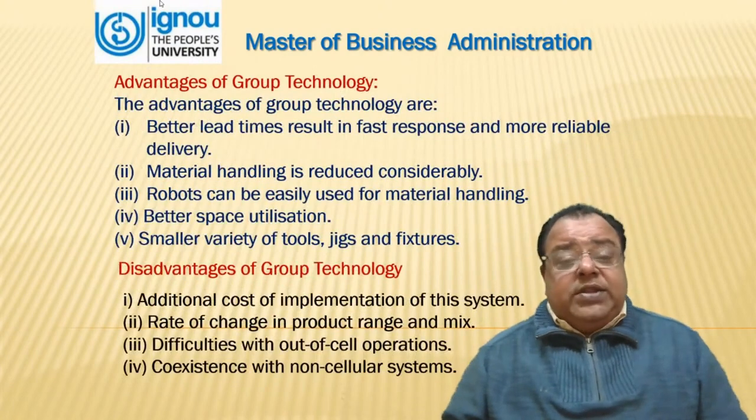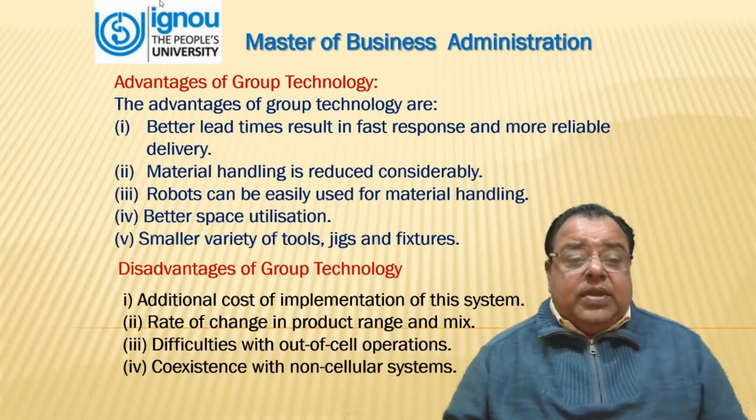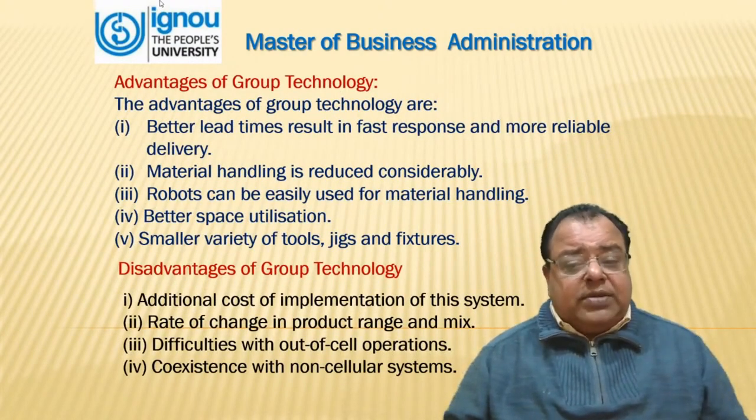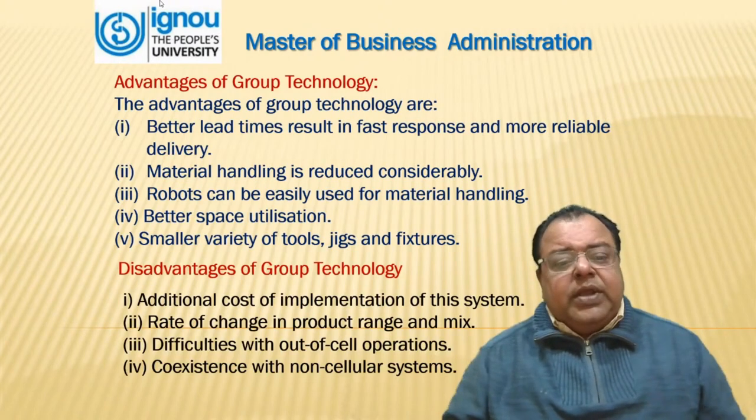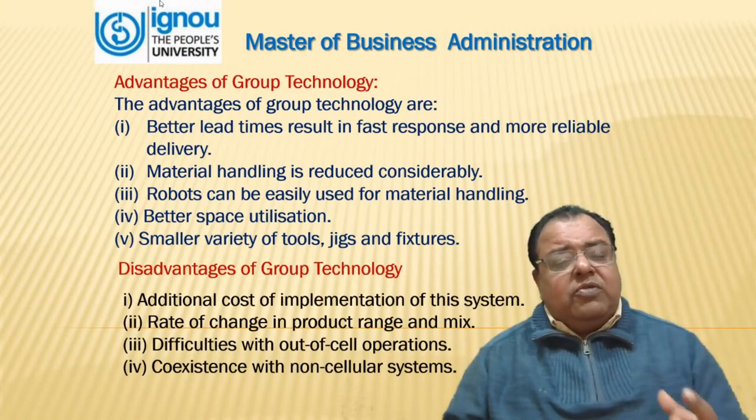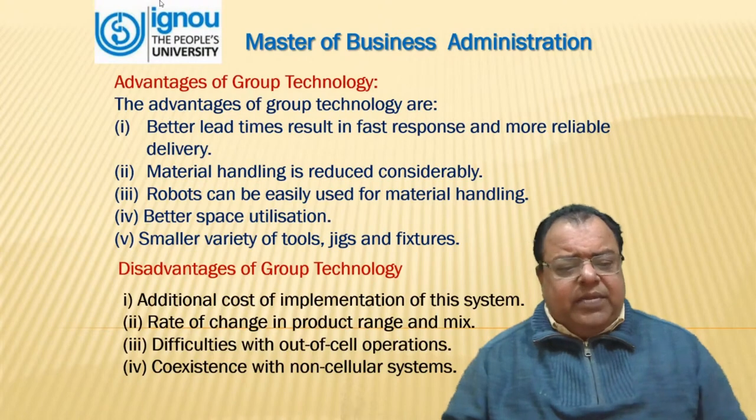What are the advantages of group technology? Better lead time results in fast response and more reliable delivery. Material handling is reduced considerably. Robots can be easily used for material handling. Better space utilization. A small variety of tools, jigs, and fixtures are required.